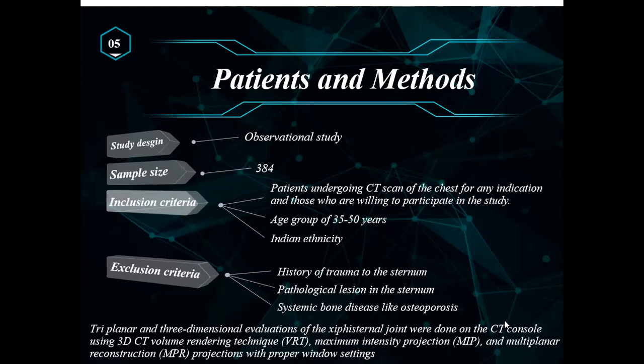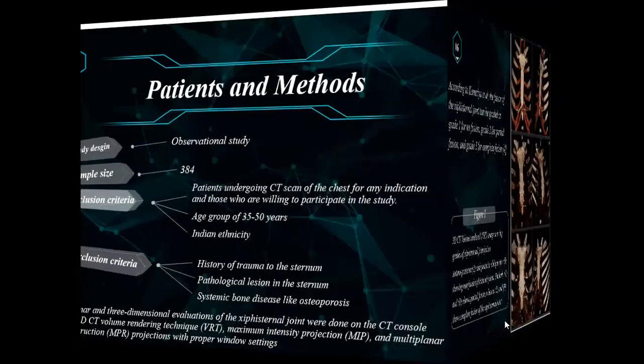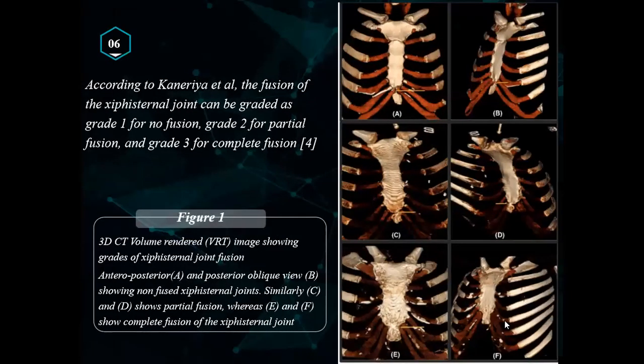Triplanar and three-dimensional evaluations of the Xiphisternal Joint were done on the CT console using 3D CT volume rendering technique, maximum intensity projection, and multiplanar reconstruction projections with proper window settings. According to Kaneria et al., the fusion of the Xiphisternal Joint can be graded as grade 1 for no fusion, grade 2 for partial fusion, and grade 3 for complete fusion.